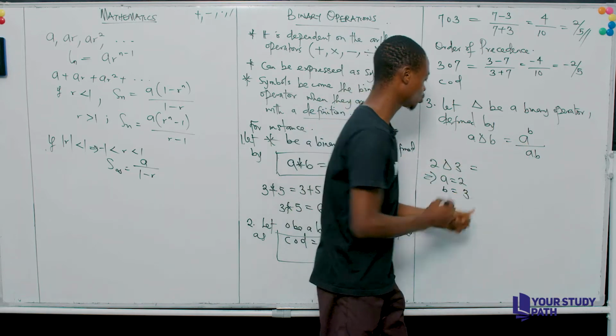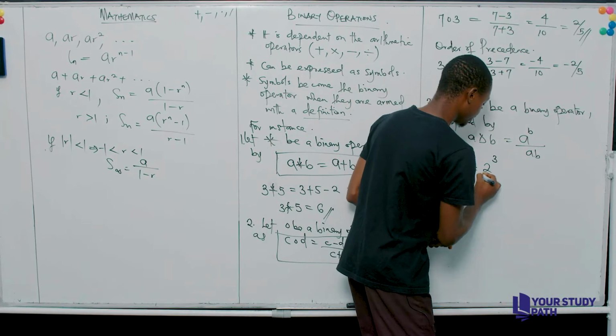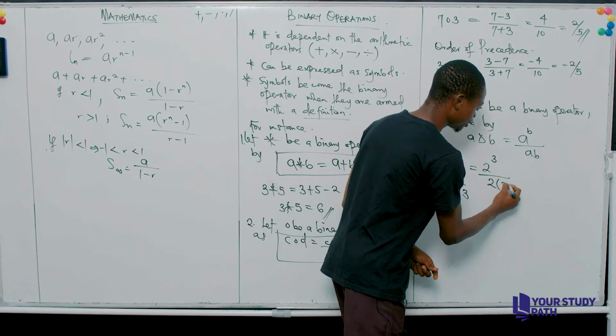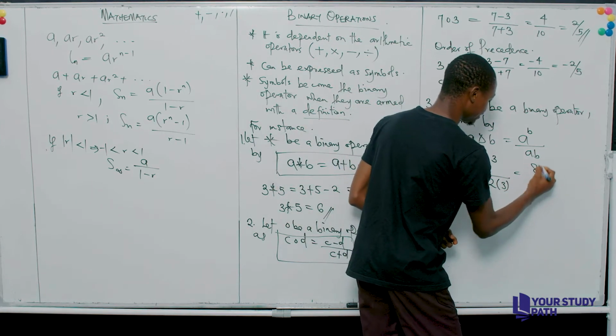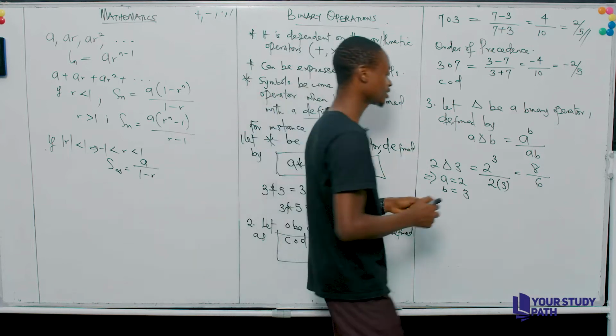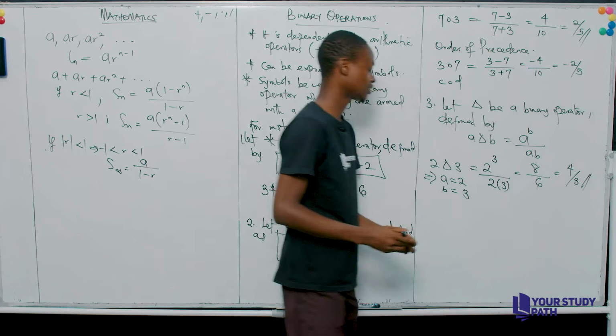A, which is 2, raised to the power of B, which is 3, divided by what? A times B, which is what? 2 times 3. And this will give you what? 2 raised to the power 3 is 8 divided by 6. And if you were to cut this in lowest terms, you'd have this as 4 over 3.